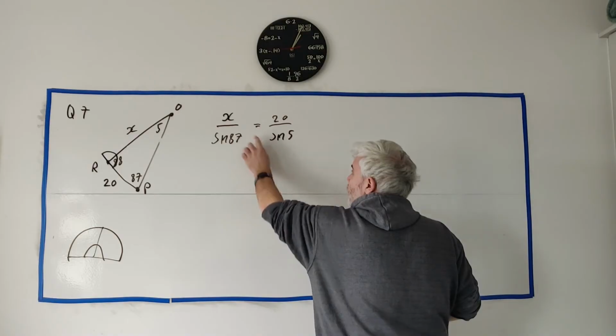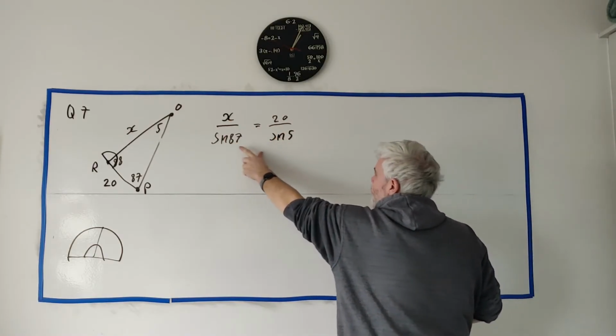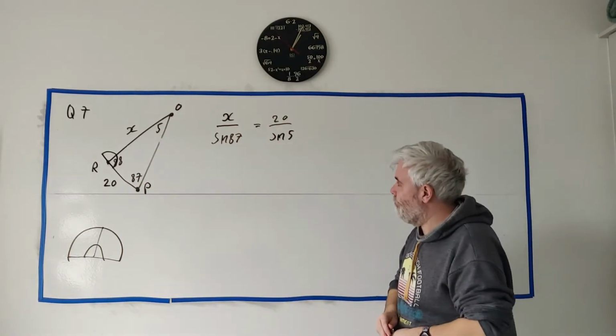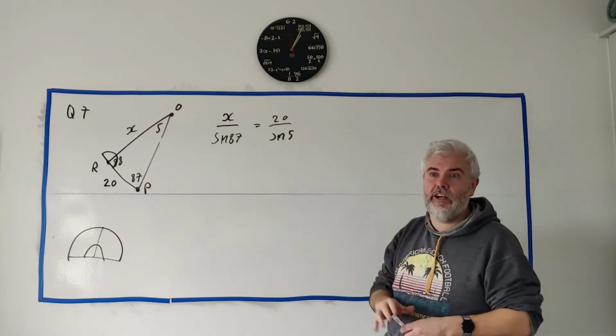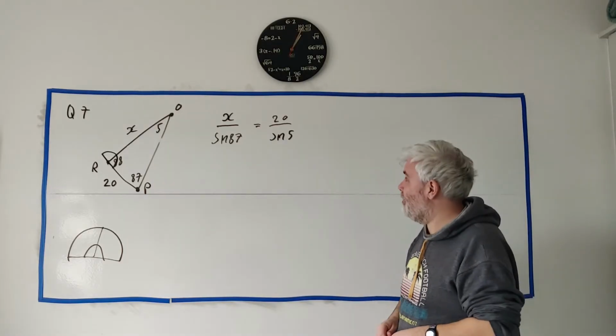We have an equation with only one thing we don't know. We know 20, we know sine 5, we know sine 87. So only one thing we don't know, x. Now again, you could use the cosine rule for this, and we will use that in part C. So you'll get to see how it works, but sine rule is a little easier, I find.